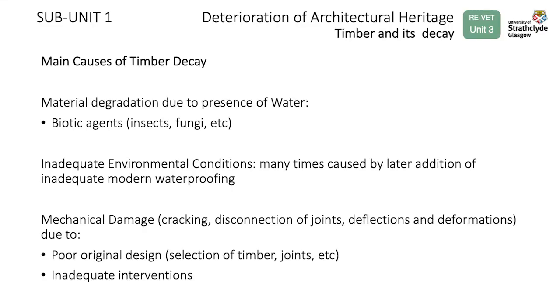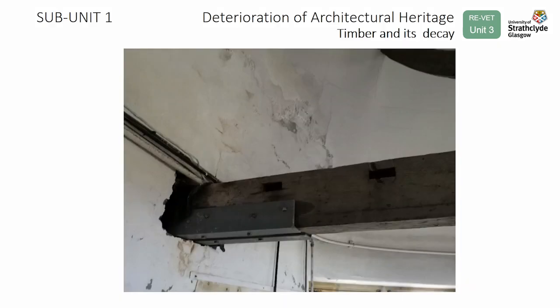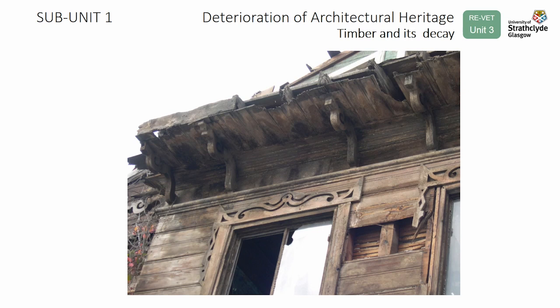The main causes of timber decay are the presence of water and the proliferation of biotic agents such as insects and fungi. Inadequate environmental conditions are also affecting the condition. The mechanical damage of the roof timber structure, including cracking, disconnection of joints, deflections and deformations, are due to poor original design, for example, the selection of timbers and joints, and inadequate interventions.